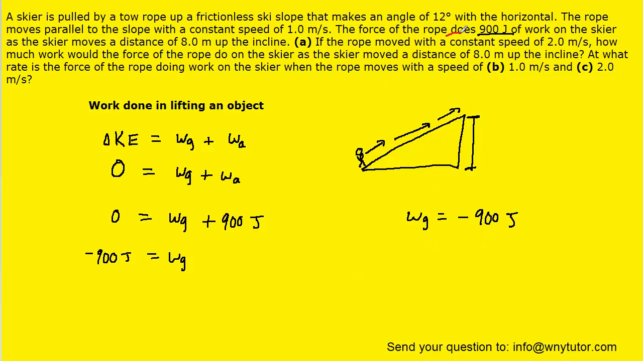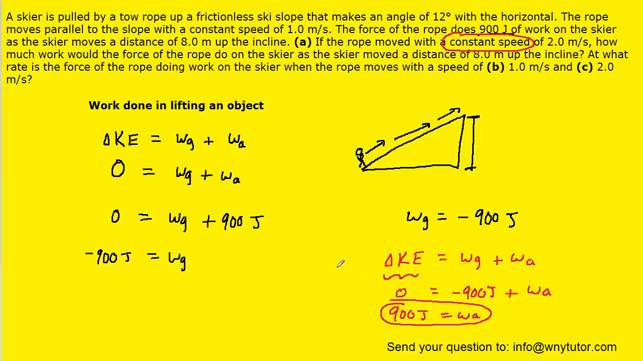Now, part A also notes that the skier is moving at a constant speed, so once again, the change in kinetic energy will be 0. And so with that change in kinetic energy, and with the same amount of work being done by gravity, we're going to be able to easily see that the work done by the applied force is once again 900 joules, just as it was in the preliminary part of the problem. And so this turns out to be the correct answer to part A.